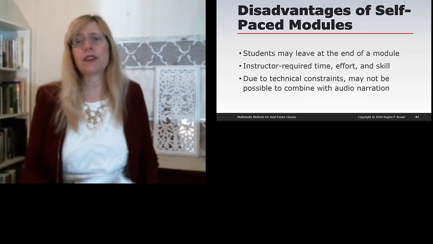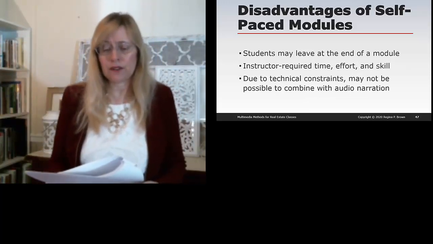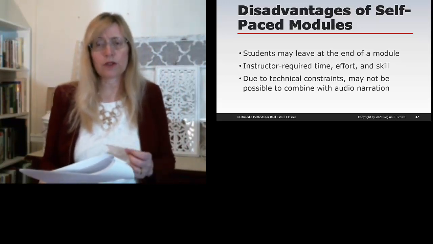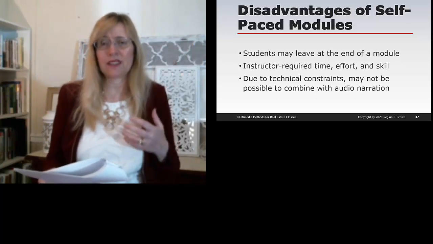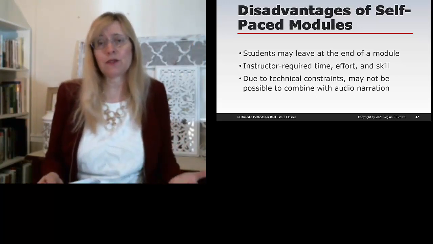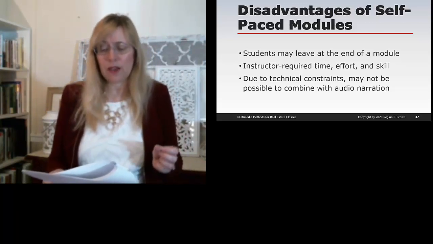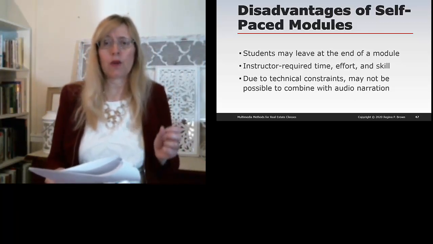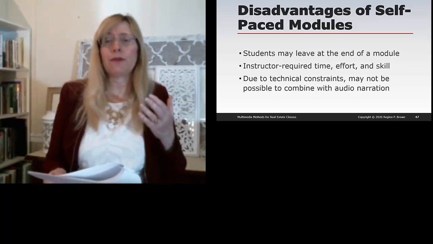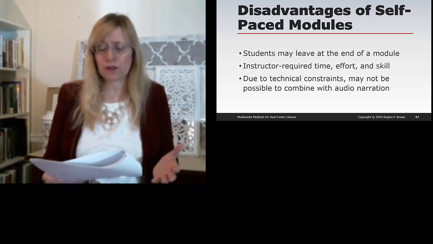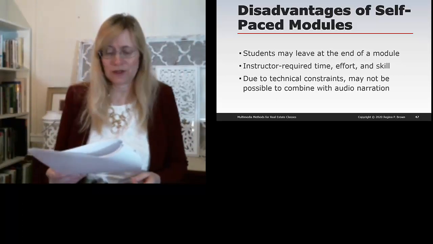What are the disadvantages of self-paced modules? Compared to the above-mentioned advantages, self-paced modules also have some disadvantages. Students may opt to leave the lesson at the end of any module because it's a natural stopping point. Similar to audio narration and segmentation, building self-paced modules requires intensive time, effort, and skill on behalf of the instructor or the instructional designer. Lastly, technology may present challenges.